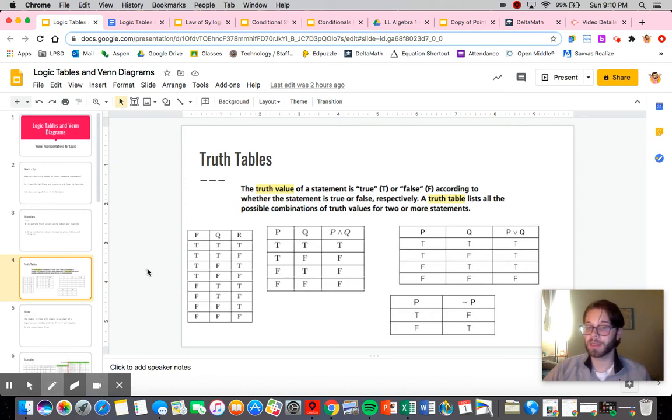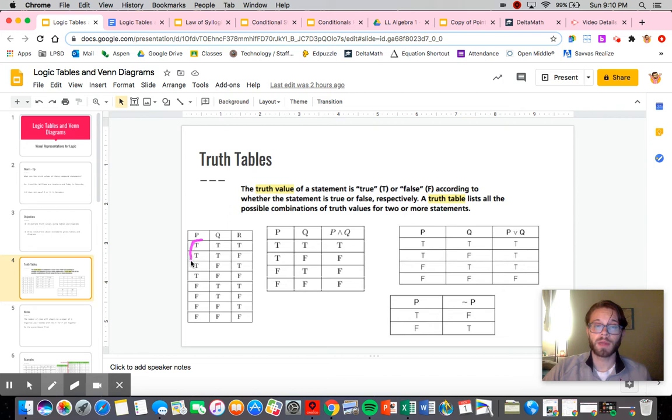Now that kind of sounds obvious, but I just want to be clear on what I'm talking about here. Here we only have P, so we're only dealing with two rows. Now we have P and Q, and we're dealing with 4 rows. With P, Q, and R, we have 8 rows. If we were to have P, Q, R, and S, we would have 16 rows. That's because we have to have half of the cases where each statement is true and half the cases where each statement is false.